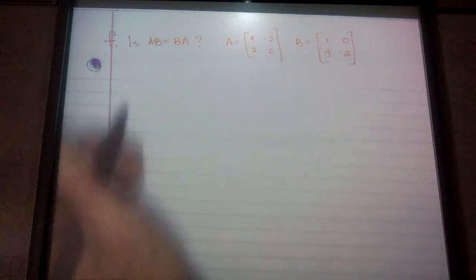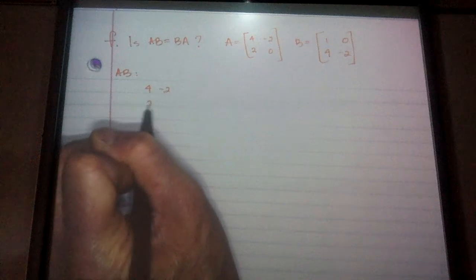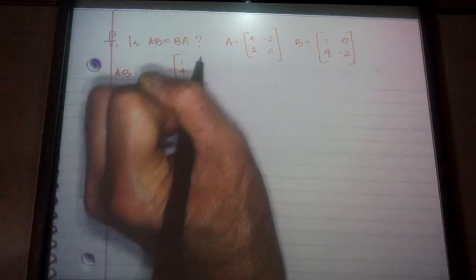So I'm going to go with number F. So F says, is AB equal to BA? They told us A is 4, 2, -2, 0, and B is 1, 4, 0, -2. So the first thing I'm going to do is find AB. So AB would be 4, -2, 2, 0, times 1, 4, 0, -2.